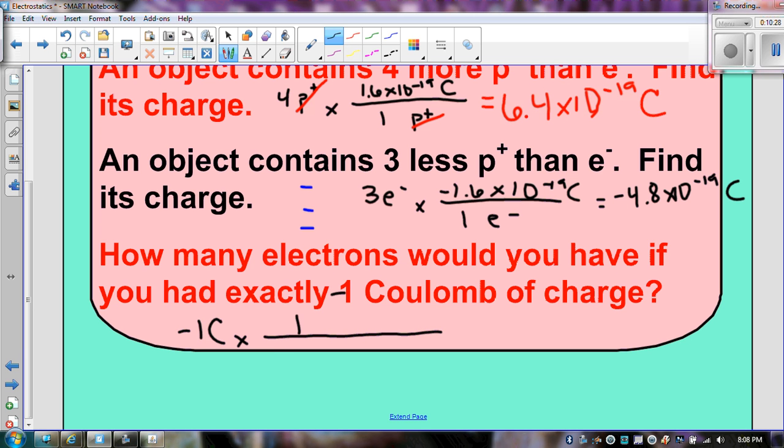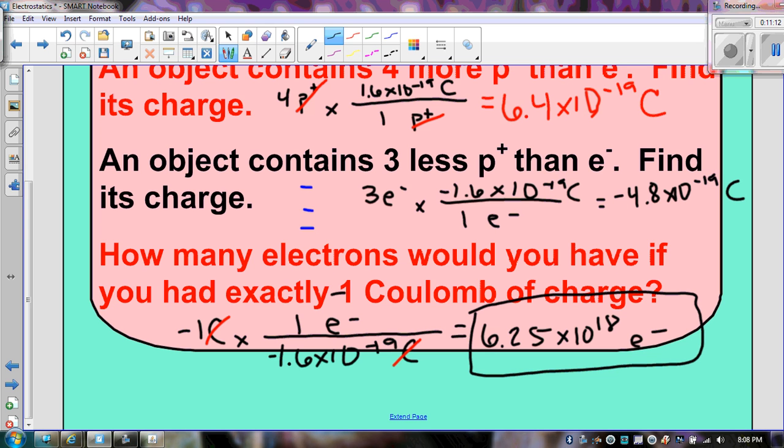I know that for every 1 electron that I have, it's going to have -1.6 times 10 to the -19th coulomb of charge. I have to put coulombs on the bottom, so that way when I multiply through, the coulomb units cancel out. And so I'm going to do -1 divided by 1.6 times 10 to the -19th. And if you did that correctly in your calculator, your answer should be that you have 6.25 times 10 to the 18th electrons, which is a lot of electrons. But that makes sense because there's a lot of atoms in materials. And so if there's a lot of atoms, there's certainly going to be a lot of electrons as well. So you'd have 6.25 times 10 to the 18th electrons there.